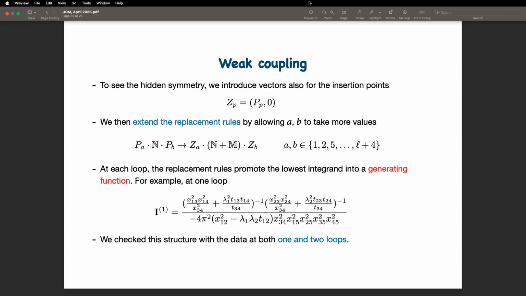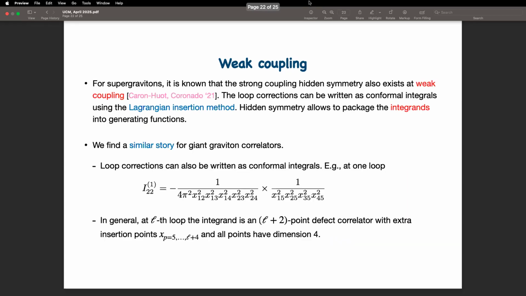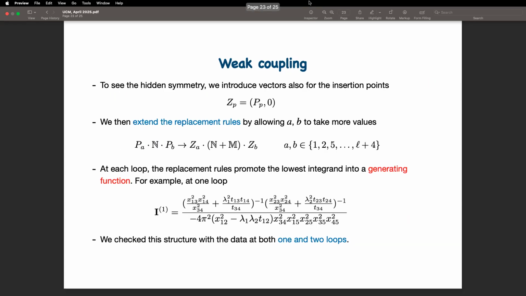Okay. So you do this to the lowest-order I_2 at each loop L. What you get is the generating function for the integrands. For example, at one loop, you start from this, you do this replacement rule. This is what you get as the generating function. Now, if you expand with respect to lambda 1 and lambda 2, you will get I_{k1} and I_{k2} at one loop. And we checked this structure at both one and two loops against the results available.